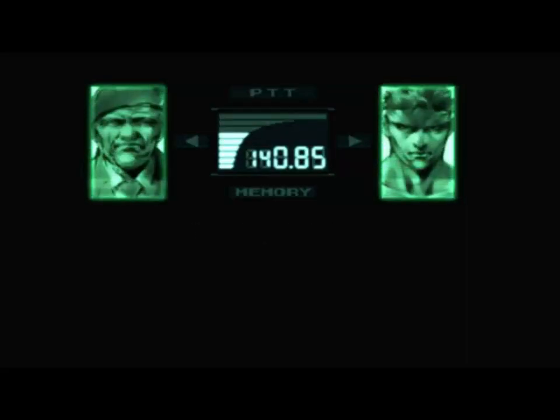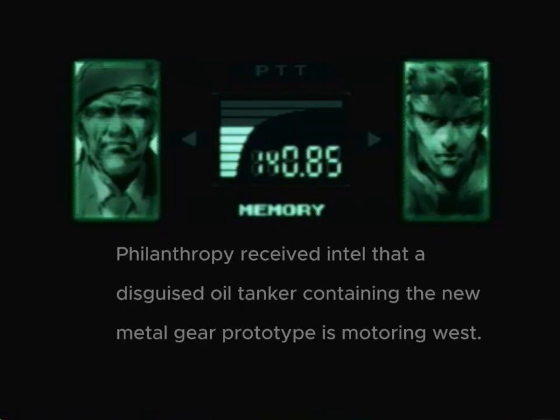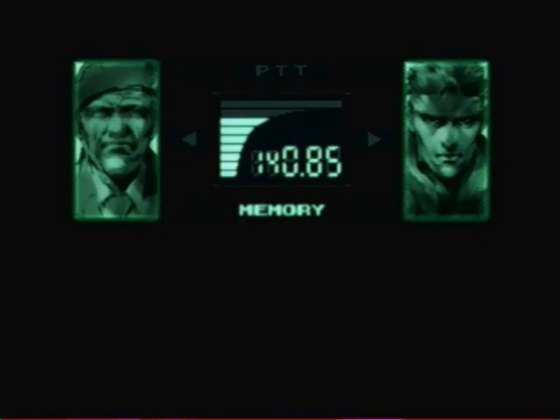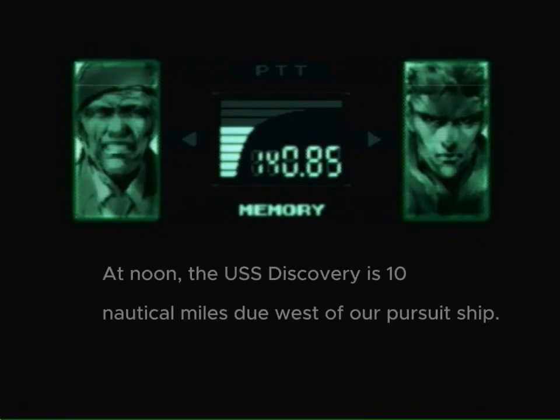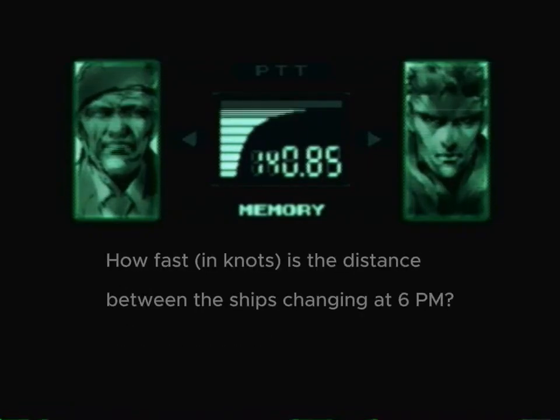Okay, Snake? Yeah. Nothing new to report. I need help. Philanthropy received intel that a disguised oil tanker, register name USS Discovery, containing the new Metal Gear prototype, is motoring west. At noon, the Discovery is 10 nautical miles due west of our pursuit ship. The Discovery is sailing west at 17 knots, and our pursuit ship is sailing north at 19 knots. How fast in knots is the distance between the ships changing at 6 p.m.?